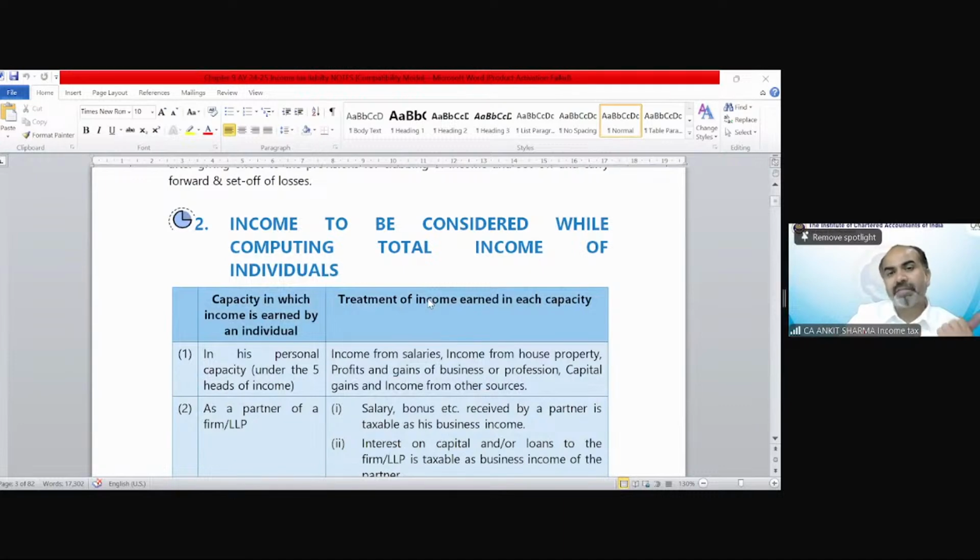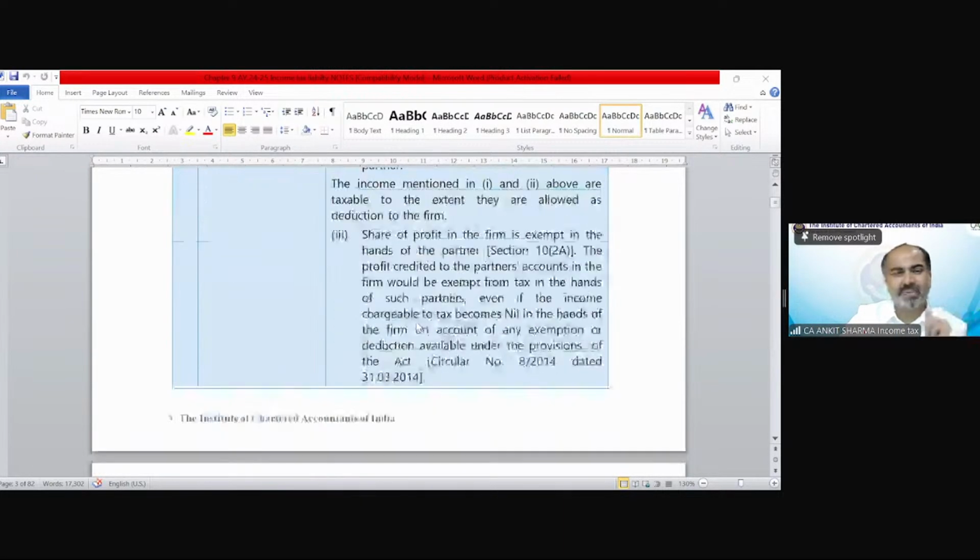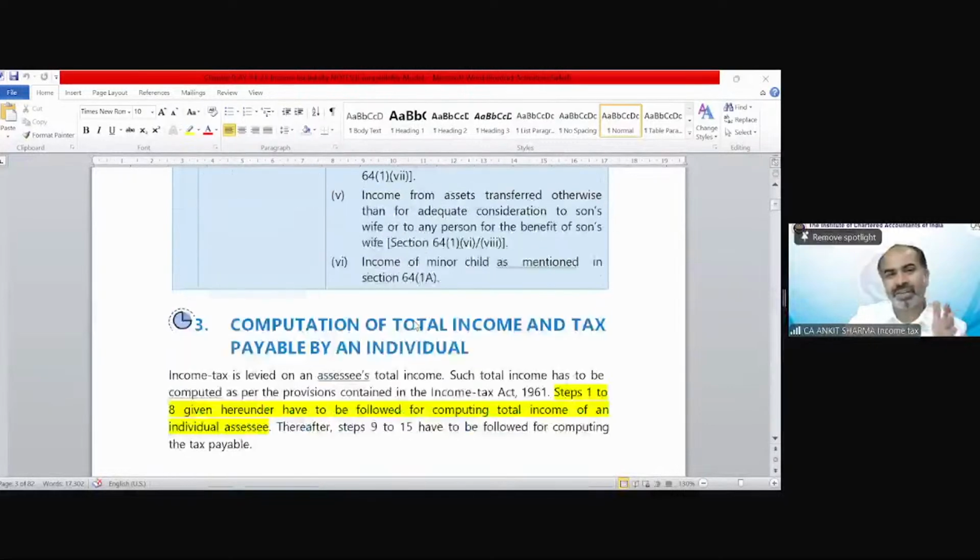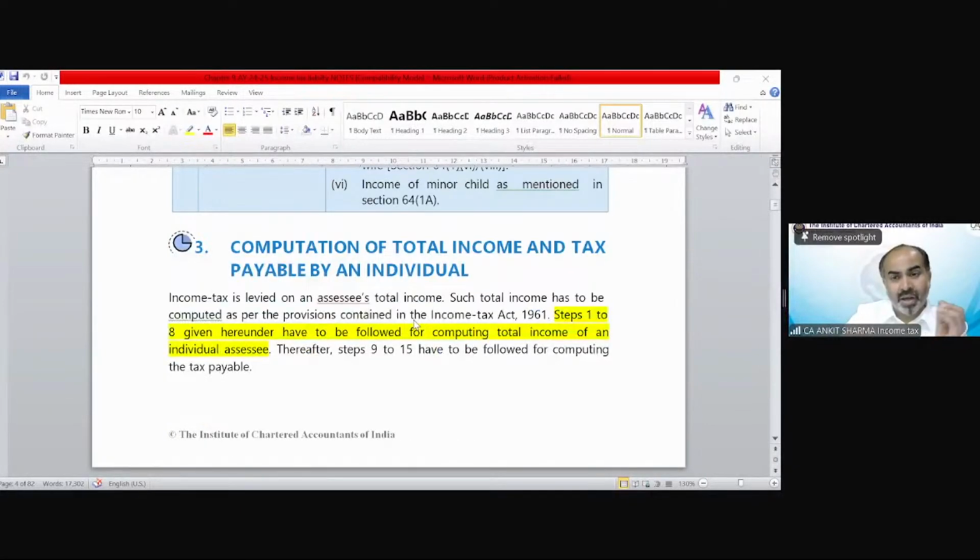Income to be considered while computing total income of an individual. Of course, general provisions are there. We know each and everything written over here. Computation of total income and tax payable by an individual. Income tax is levied on an assessee's total income. Such total income has to be computed as per the provisions contained in the Income Tax Act 1961.